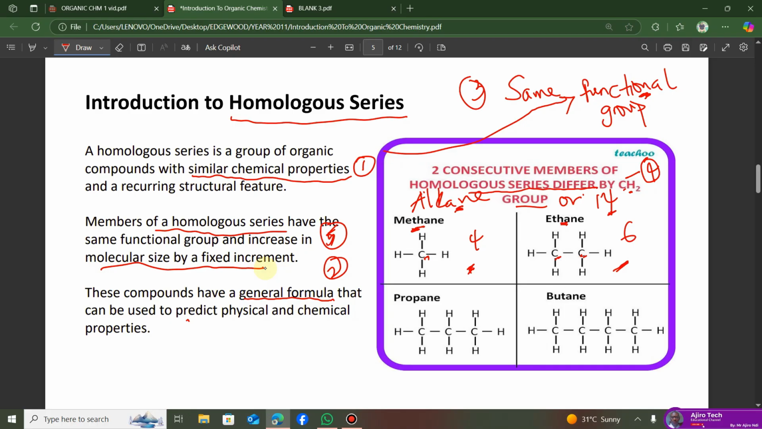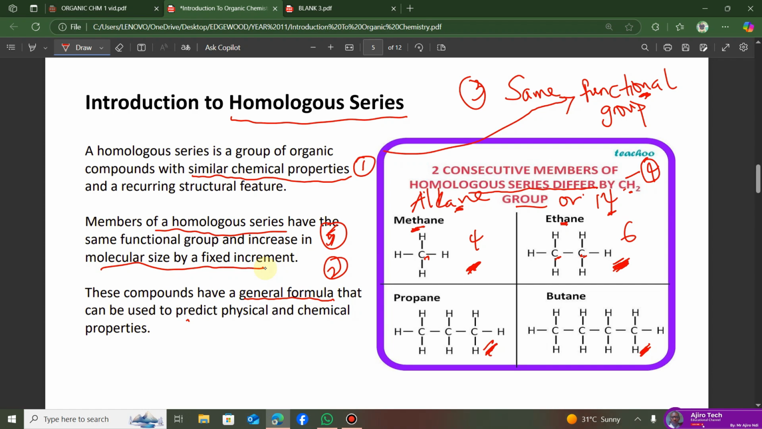In other words, ethane would have a larger boiling point than methane. Propane would have a larger melting or boiling point than ethane. Butane would have a larger melting or boiling point than propane, ethane, and methane. So that is the point we're trying to make. So these five features are important.